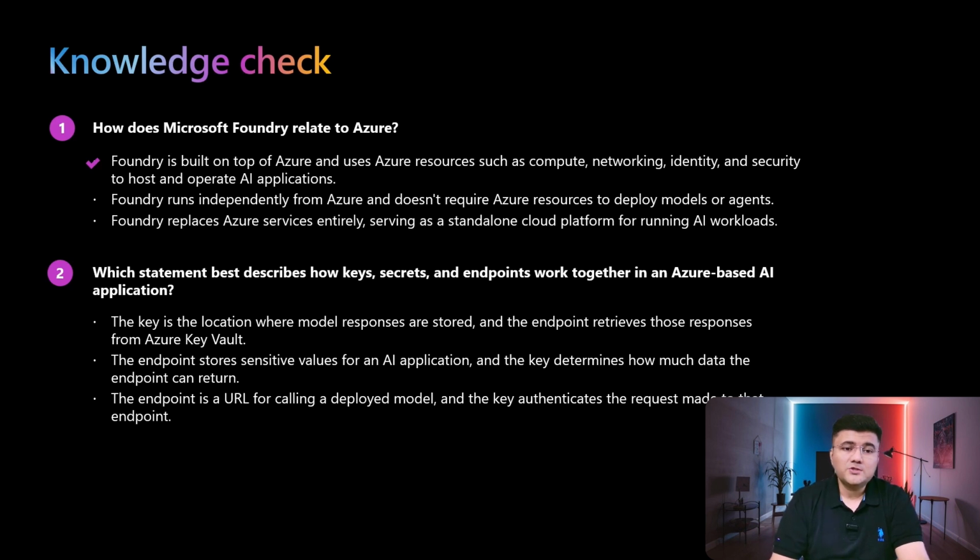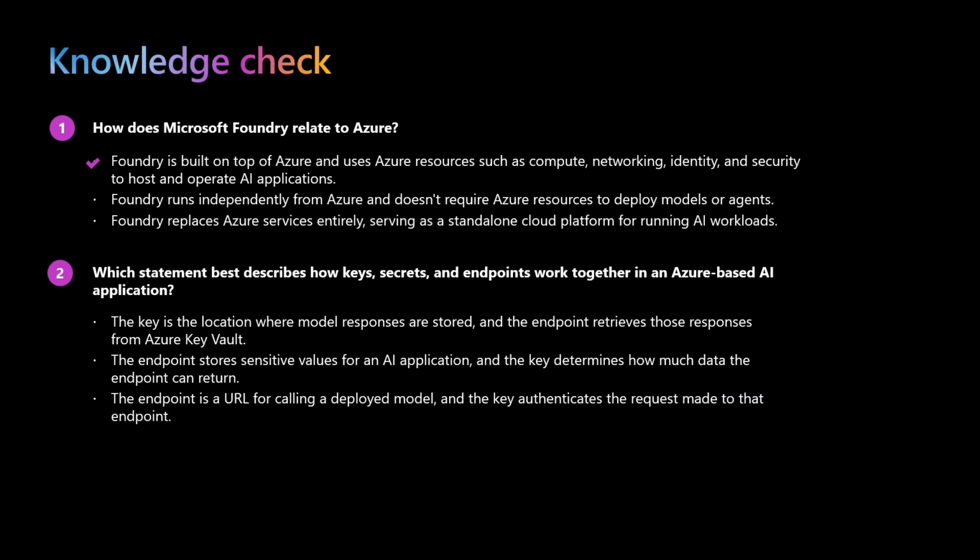Which statement best describes how keys, secrets, and endpoints work together in an Azure-based AI application? Now, this is talking about the endpoint-specific executional code. Again, I'm pausing the video. You also do that. And then after this, you are going to get the answer. The right answer for this is the endpoint is a URL for calling a deployed model, and the key authenticates the request made to that particular endpoint. And that's what I explained just one slide before. So I hope you know that.